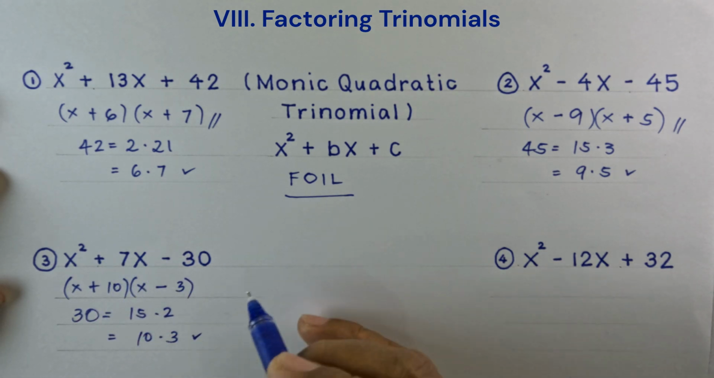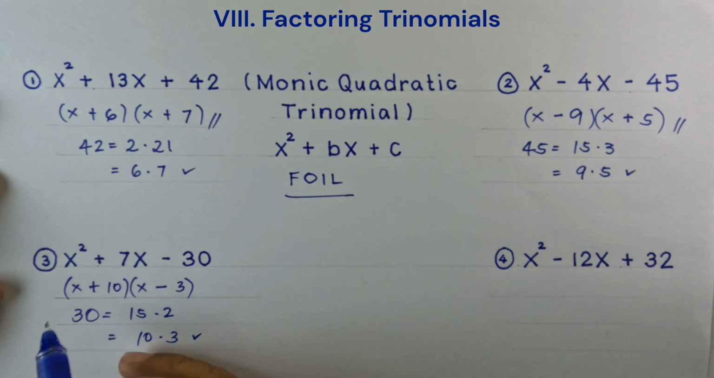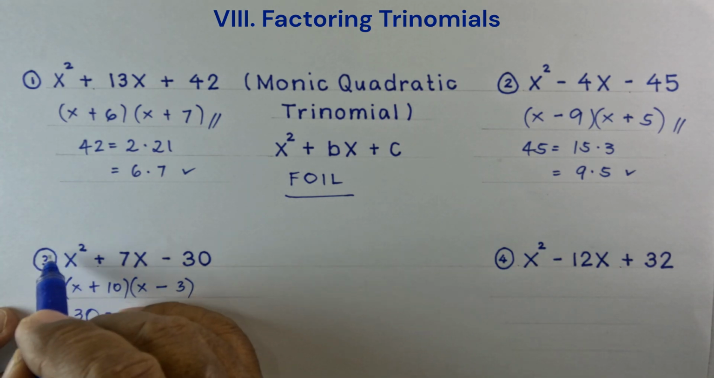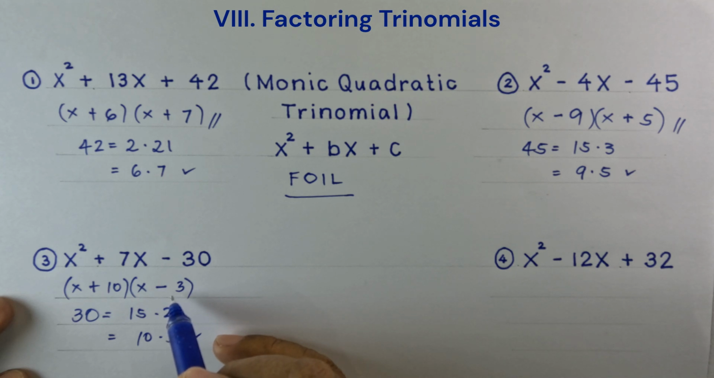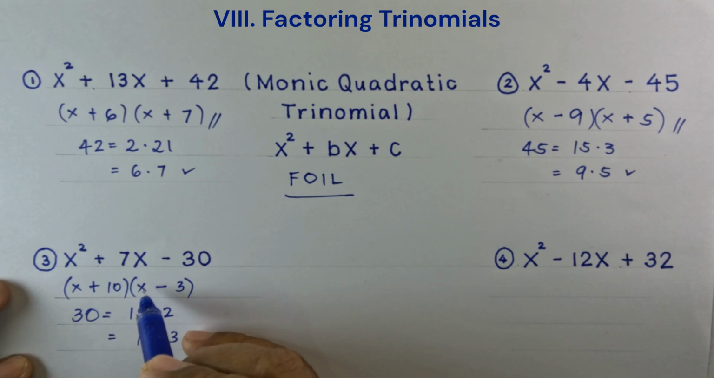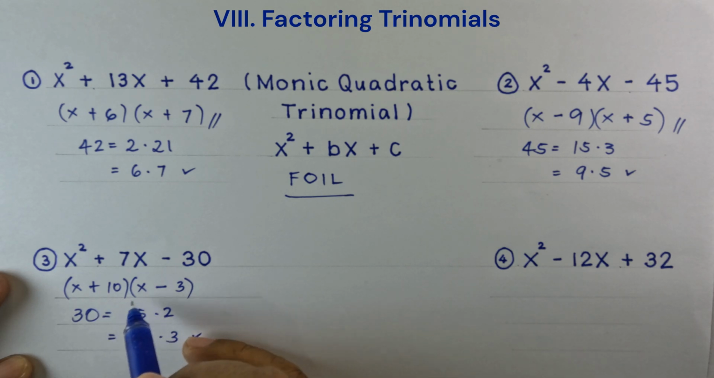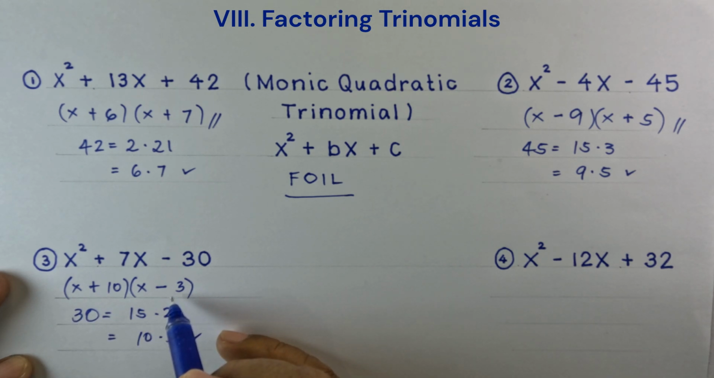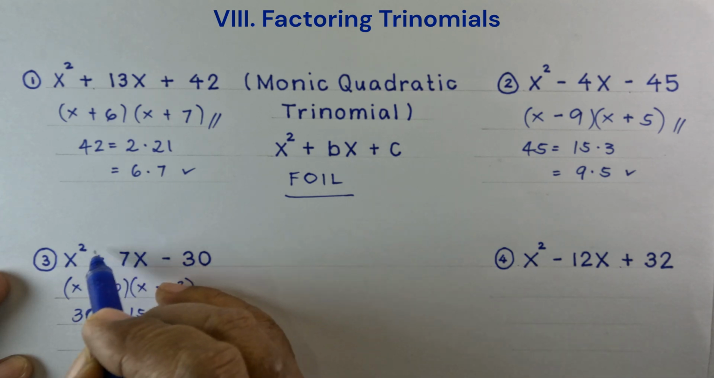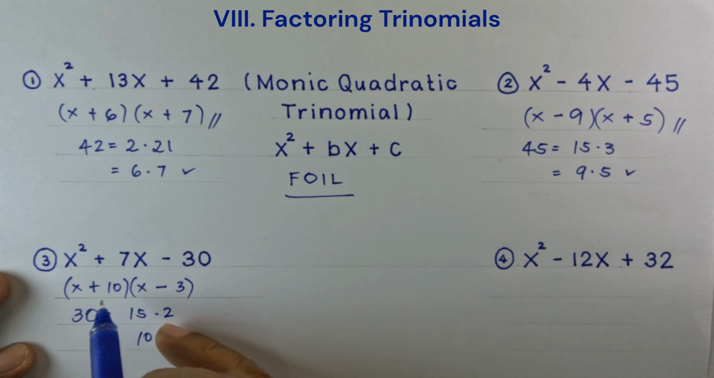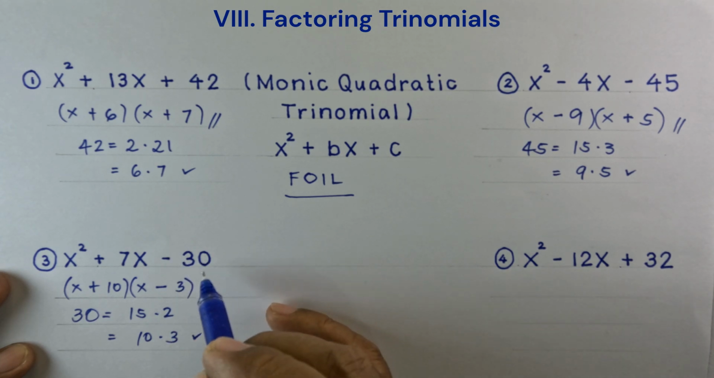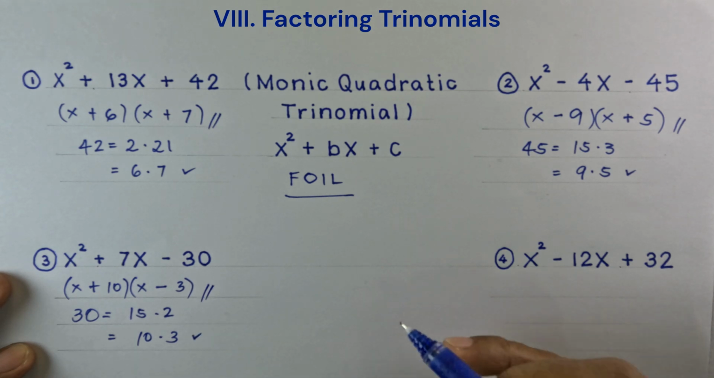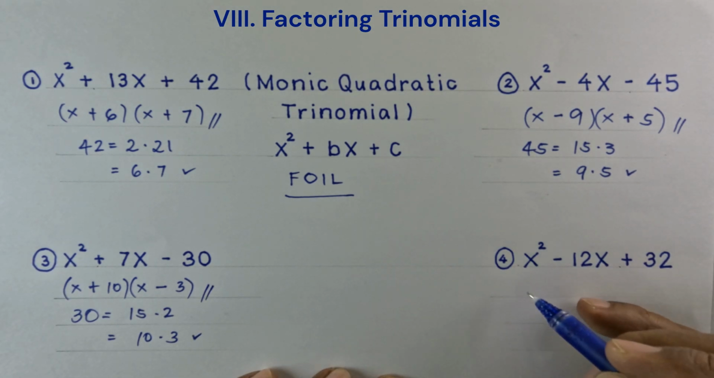So let's check if this factoring is correct. So that's x times x is x squared. X times negative 3, minus 3 is minus 3x. 10 times x is 10x. So 10x minus 3x is 7x. So it satisfies the middle term. 10 times negative 3 is negative 30. So therefore, this factoring is correct. How about the last one?